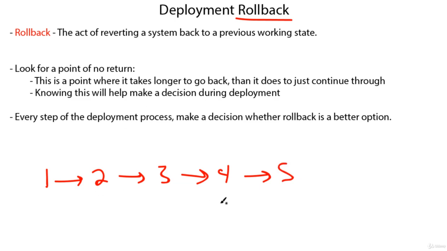So at this point, what we need to do is look at the steps that we're going to be using to deploy our new update. And then we need to look for a point of no return. If we know the point of no return, we know whether we should push onwards, work through the errors, and see if we can make it to the other side, or if we should turn back. In every step of the deployment process, we need to make a decision of whether rollback is a better option.